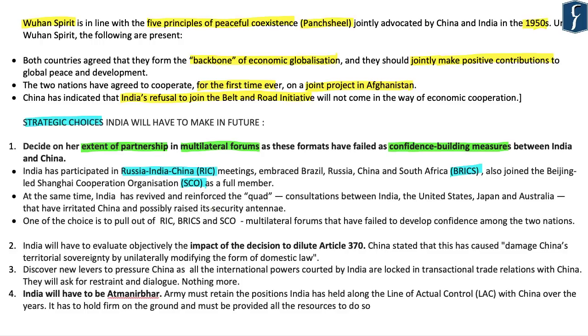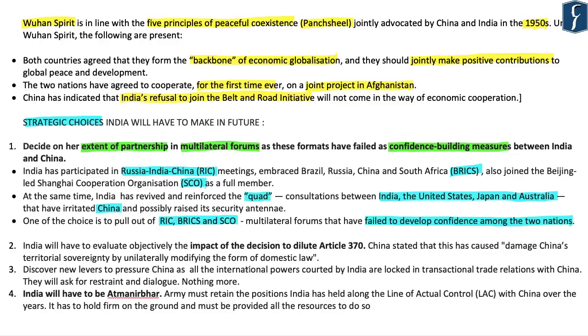But though on one hand India has been joining these multilateral forums where it could get a chance to communicate and have a dialogue with China, India has also revived and reinforced its Quad format, which is basically a consultation between four countries, namely India, US, Japan and Australia. And the main idea behind this Quad consultation was to come up with a strategy where China could be contained globally. And this decision of India to reinforce and join the Quad, of course, has obviously irritated China. So it is felt that one of the choices in front of India could be that India can pull out or leave RIC, BRICS and SCO, because as is evident, these multilateral forums have failed to develop any kind of confidence between the two countries of India and China.